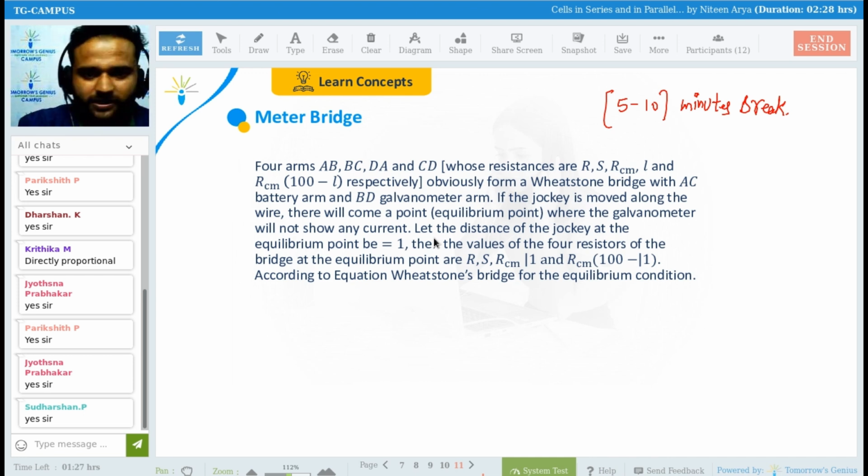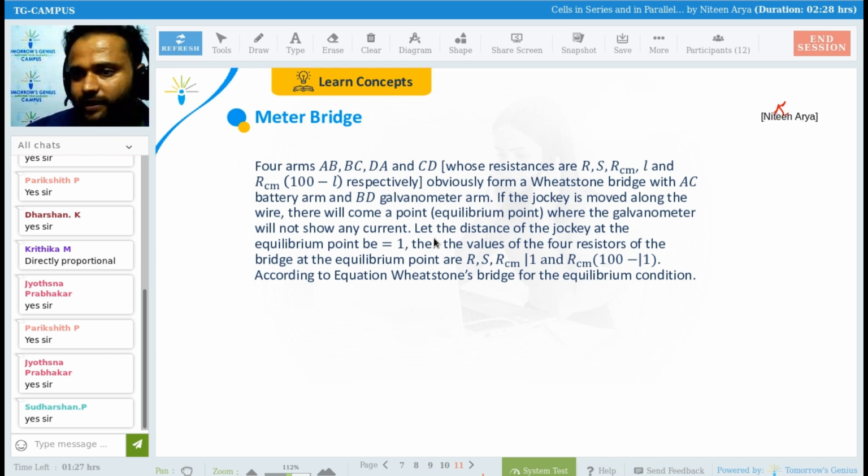Okay, so this is the same condition I already described in the previous slide, but still, for you, a quick recap of what it is in general. See, four arms AB, BC, CD, DA, whose resistances are R, S, R·l and R·(100 minus l) respectively. Obviously it forms a Wheatstone bridge with the battery across AC and the galvanometer across BD.